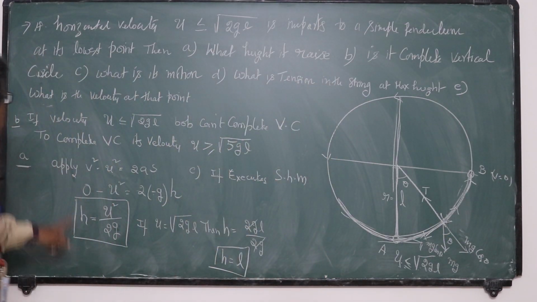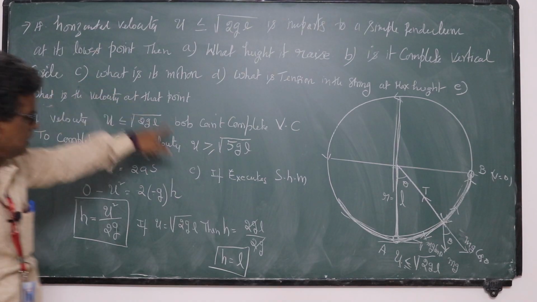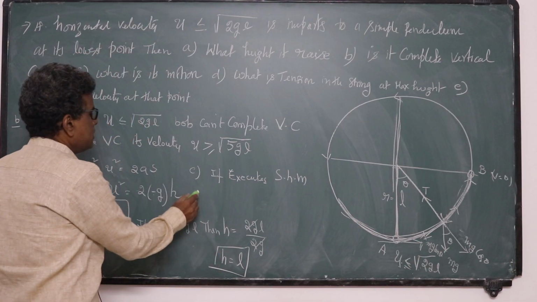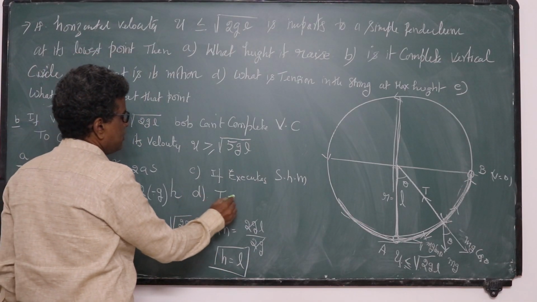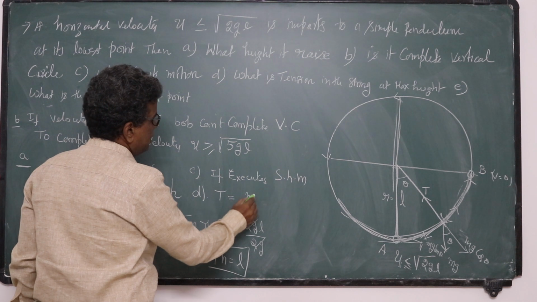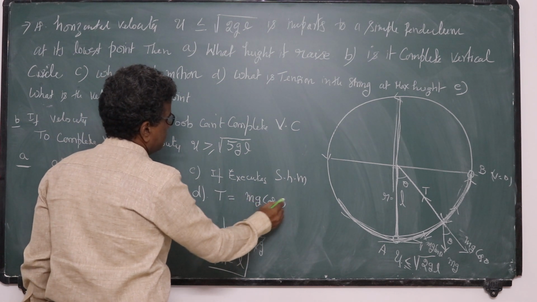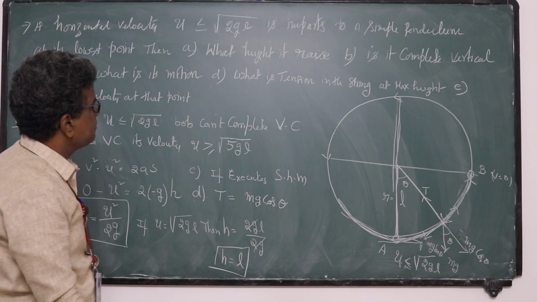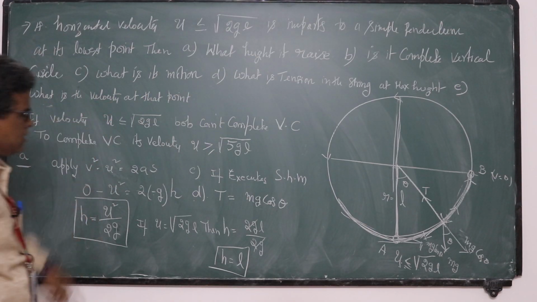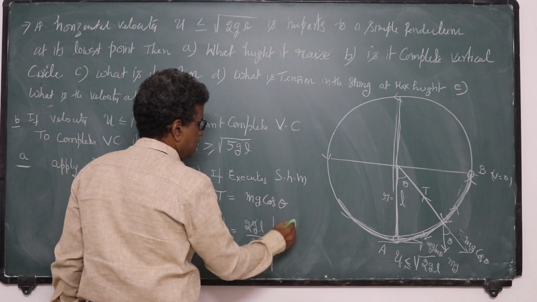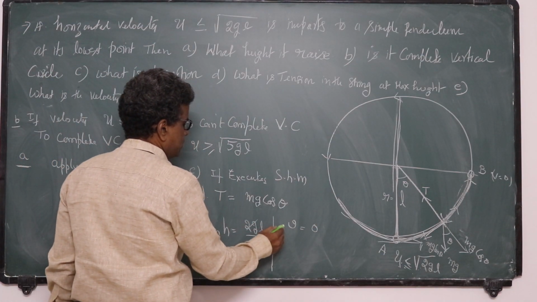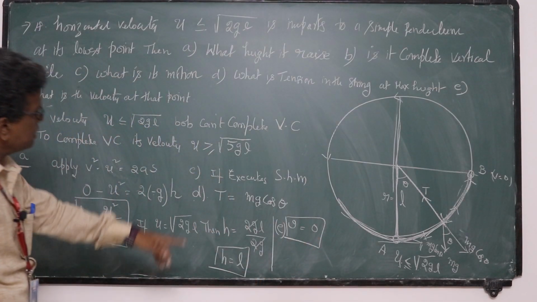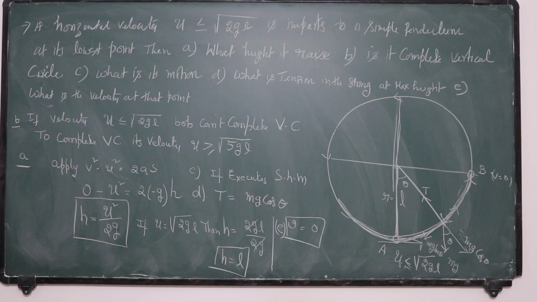So what is its motion? Motion is SHM. What is the tension in this string? The answer for D is, tension in the string at the extreme position is T equal to mg cos theta. This is the answer for question D. At maximum height, what is the velocity at that point? The velocity at that point is 0. This is the answer for question E. So this is the solution for the given questions.